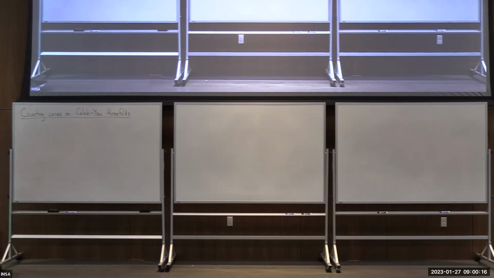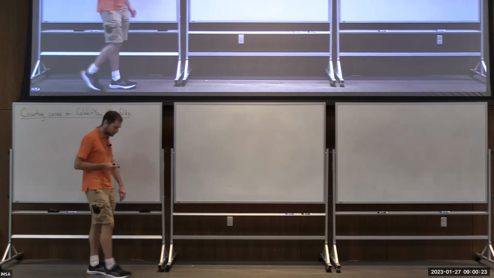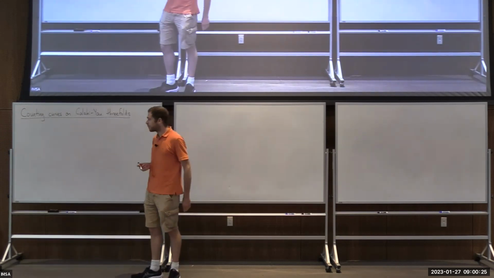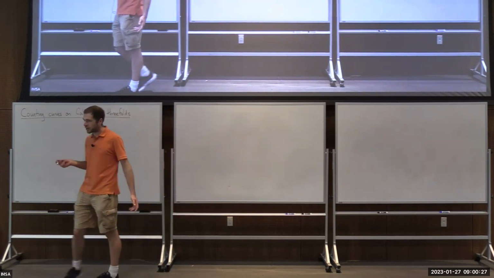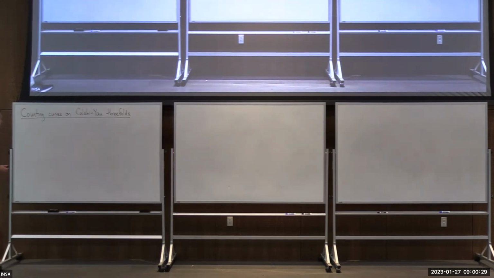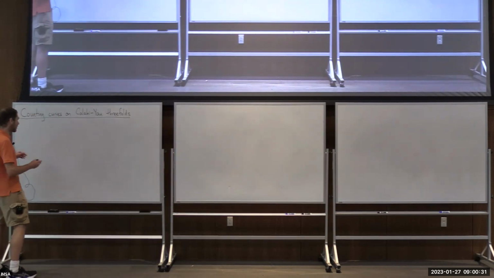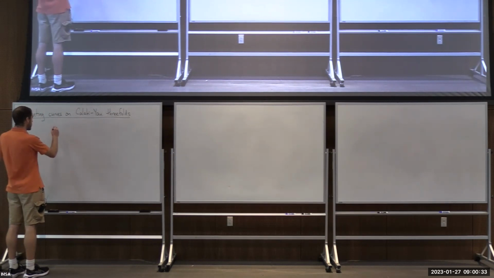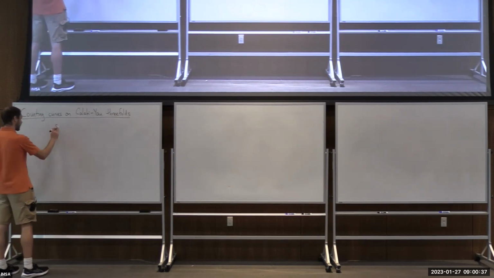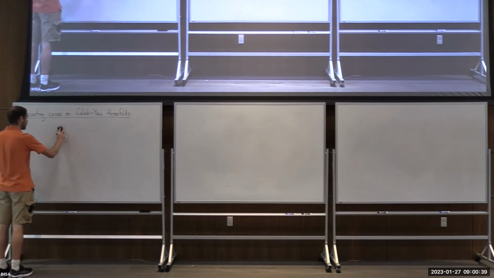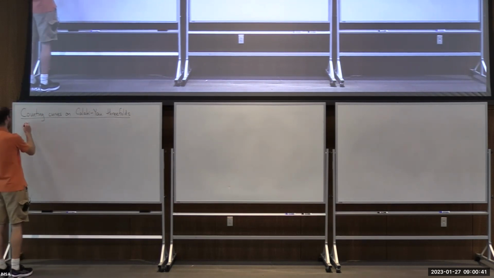Okay, so there are many ways of counting curves on Calabi-Yau threefolds. There's this great survey paper by Pandharipande and Thomas called 6.5 Ways of Counting Curves. That's not all of them. So what do we mean by counting curves? Let's take X to be a Calabi-Yau.